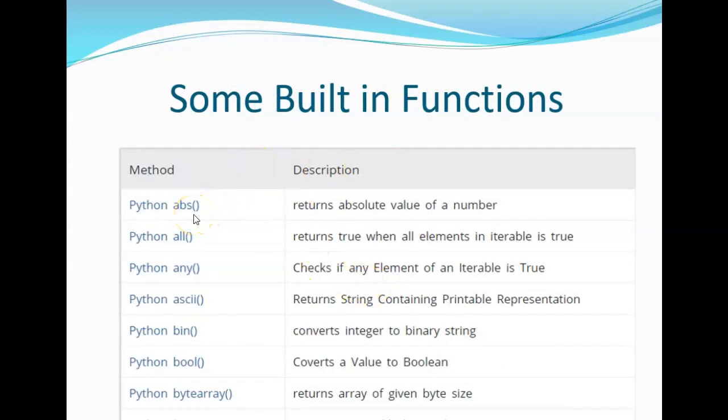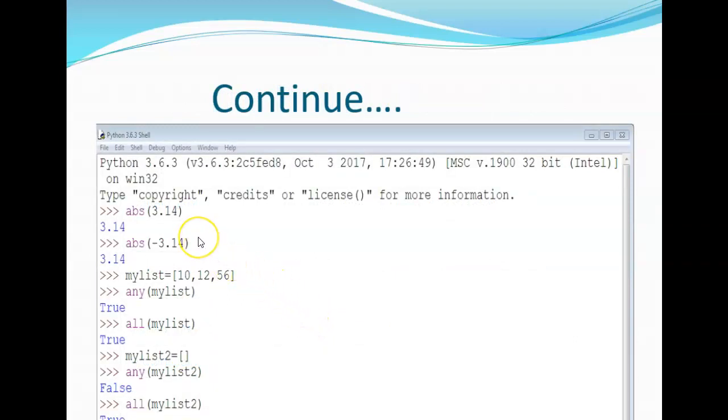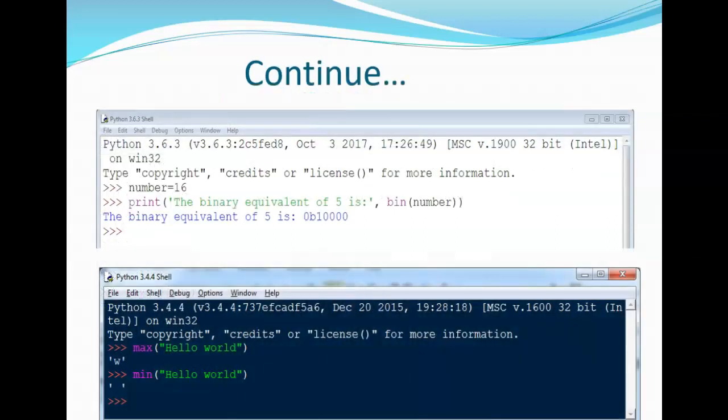These are some built-in functions: abs, all, any, ascii, bin, bool, bytearray, like that. These are the examples. Of course, you should go through all of these on your own. Try all of these at least once, and you will get the meaning of them. Abs, any, all on a given list. And of course you will also get built-in functions like max and min. All these can be done.